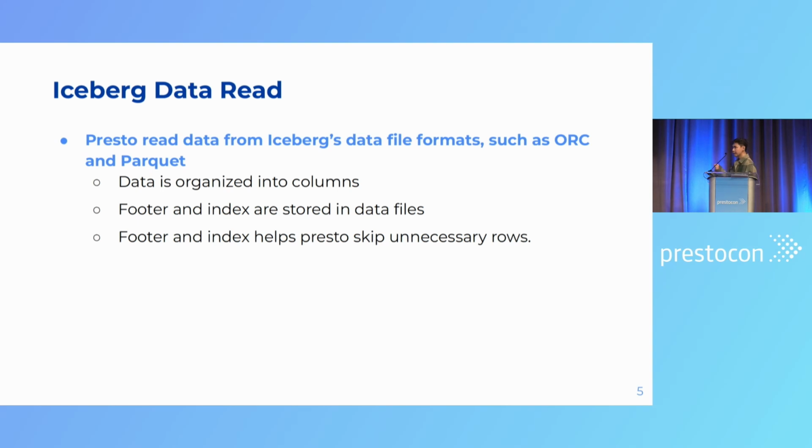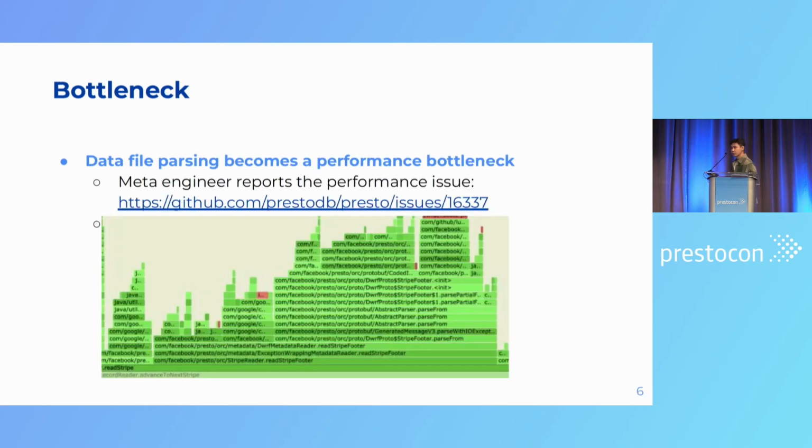To read the information from the data files, usually we also want to manage the groups of rows, which will help us to manage the data files. For example, we have some footer and index information stored in those data files. And this type of information could help us skip unnecessary rows, especially when the predicate pushdown strategy is enabled in Presto. But there's an issue with it.